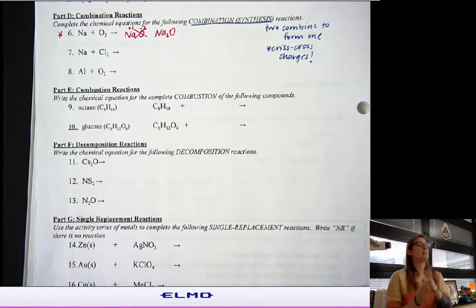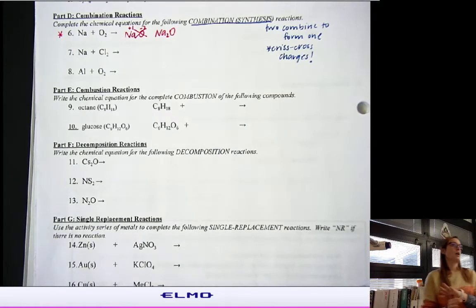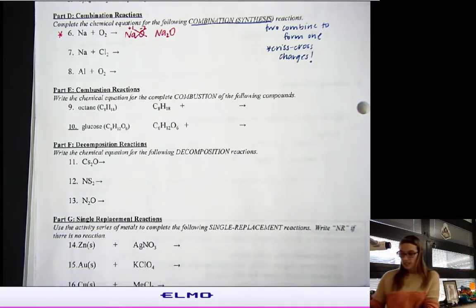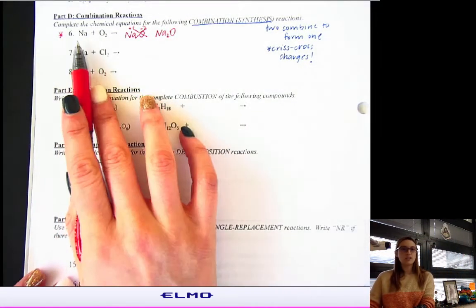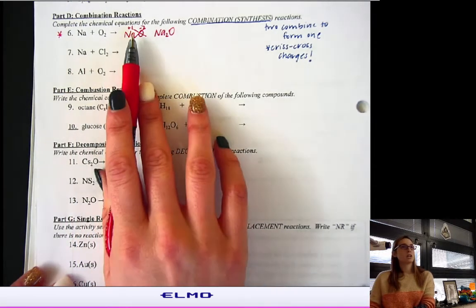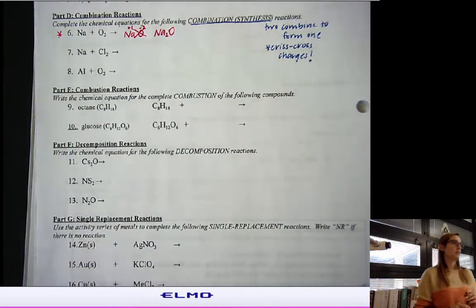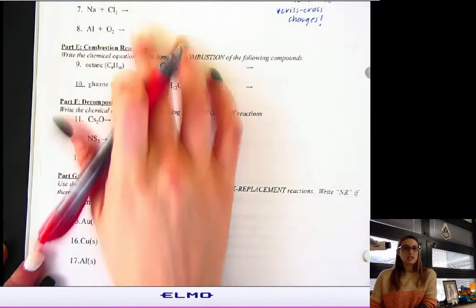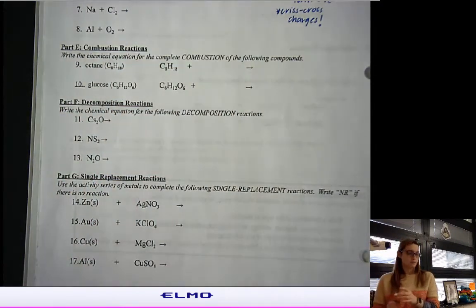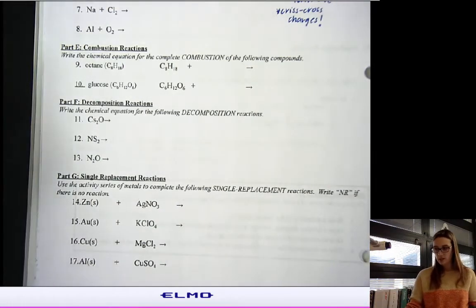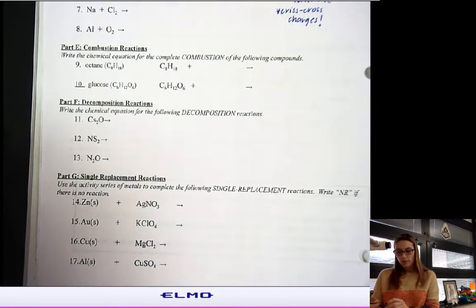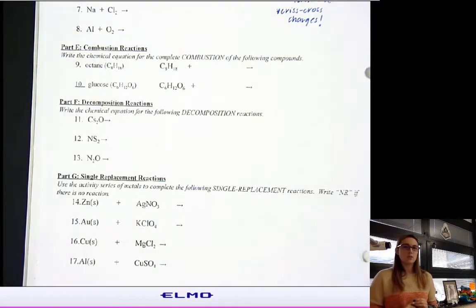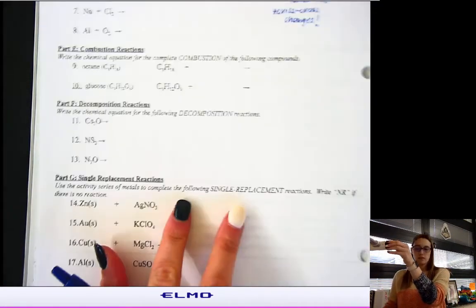We're not going to worry about balancing on these. We're just going to predict the products. So for synthesis or combination reactions, you just write each element, you check the charge, you crisscross. You're forming something new. So that's for a combination reaction. Now we're going to move down. So we're just going to do one in each section, and then we'll come back and answer any questions. So part E, this says we're looking at combustion reactions.